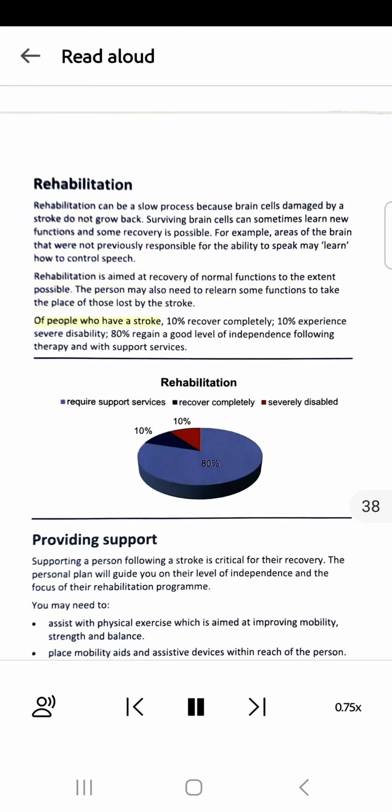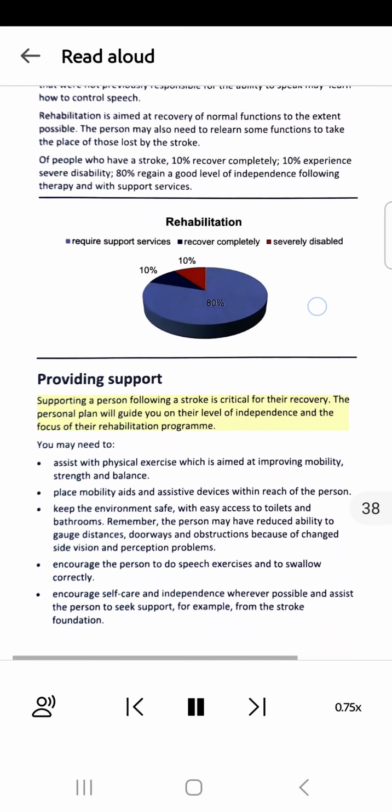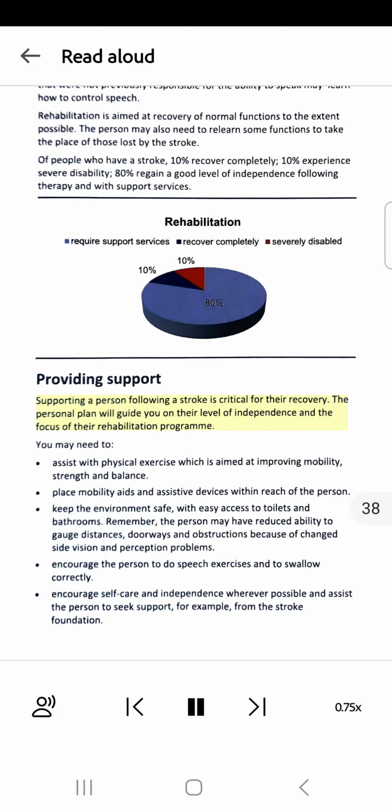Of people who have a stroke, 10% recover completely, 10% experience severe disability, 80% regain a good level of independence following therapy and with support services. Supporting a person following a stroke is critical for their recovery. The personal plan will guide you on their level of independence and the focus of their rehabilitation program.